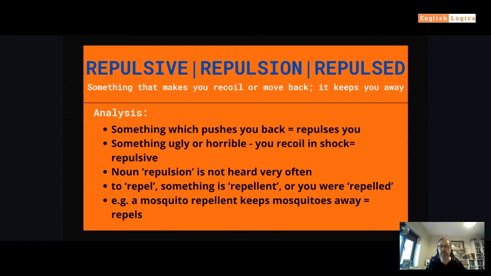This is very similar. Repulsive then is very similar to the verb to repel. If something is repellent or you were repelled by something. But there's a difference in relation to something that it makes you move back physically or just keeps you away. Sort of, it's about experience or physicality. So, for example, a mosquito repellent keeps mosquitoes away. It repels them.